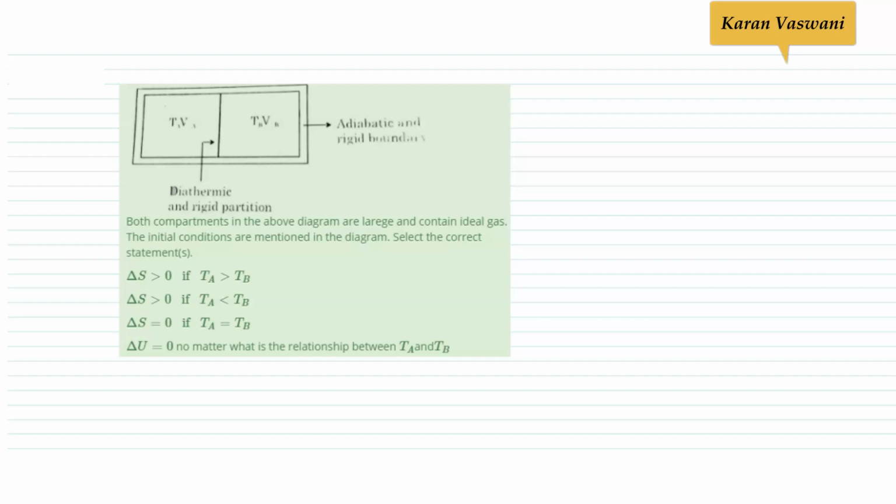Hello. So the question says both the compartments in the above diagram are large and contain ideal gas. The gas in the container is ideal. The initial conditions are mentioned in the diagram. Select the correct statement. So we need to find the correct statement. Firstly, we will draw a diagram.